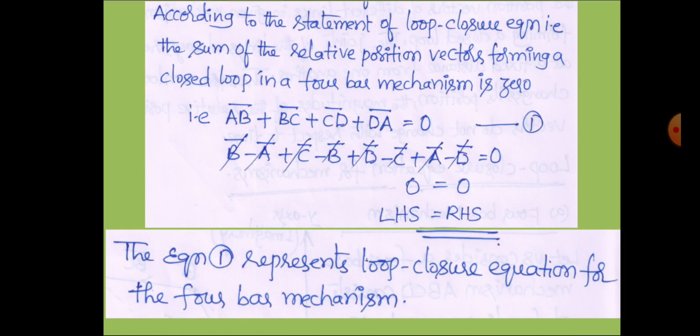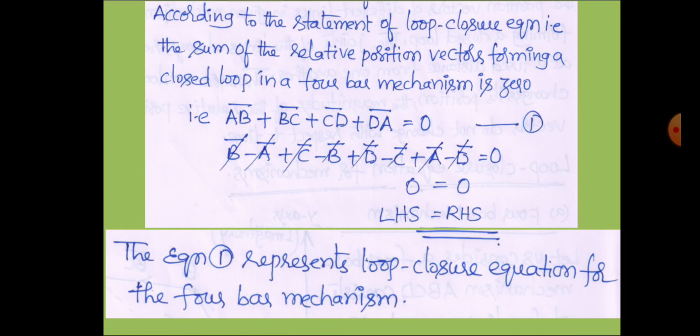That is equal to 0. So now here plus B bar minus B bar minus A bar plus A bar plus C bar minus C bar plus D bar minus D bar all gets cancelled. Then left hand side becomes 0 and right hand side, according to the statement, it is already 0. Therefore left hand side is equal to right hand side. So this equation 1 is said to be loop closure equation.